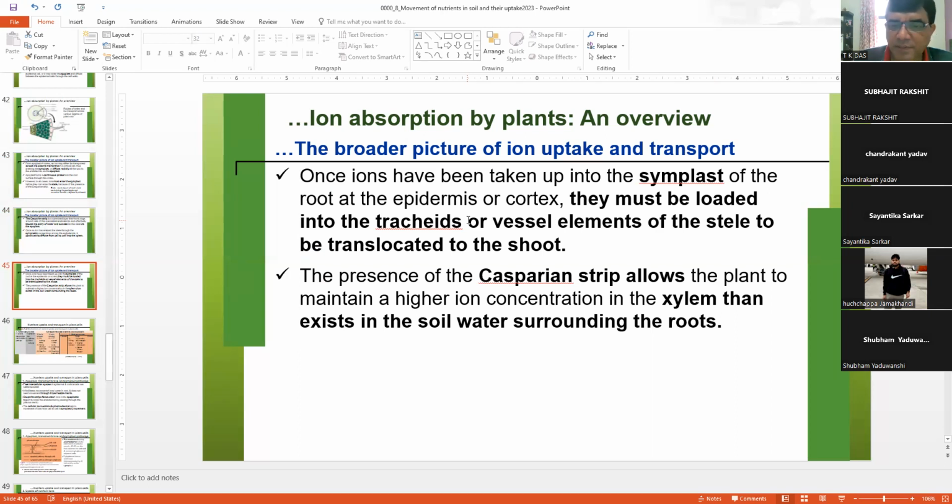The presence of the Casparian strip allows the plant to maintain a higher ion concentration in the xylem than exists in the soil water surrounding the roots. So the Casparian strip has a variety of roles. Once the ions have been taken up by xylem, it will not allow them to come back to the cell. So this is another advantage of the Casparian strip.